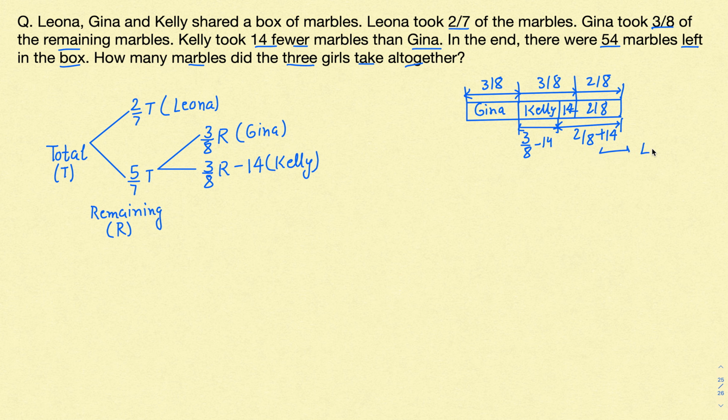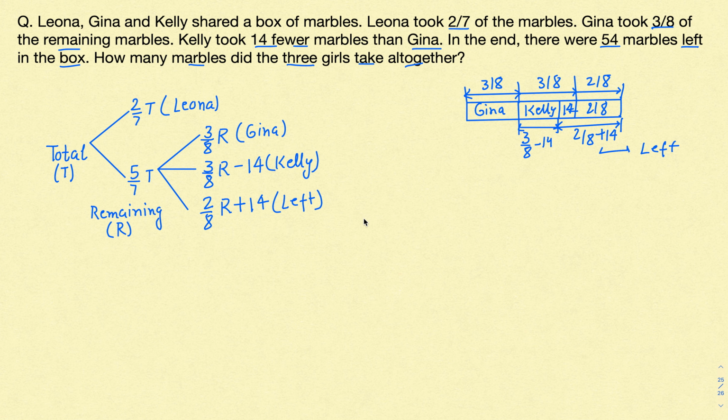Okay, this is what is left, because obviously from the remaining number, 3 by 8 is taken by Gina, then 3 by 8 minus 1 by 4 is taken by Kelly. Obviously, what is left? The left amount will be 2 by 8 of remainder plus 1 by 4. This is the left amount, basically the left number of marbles in the box.